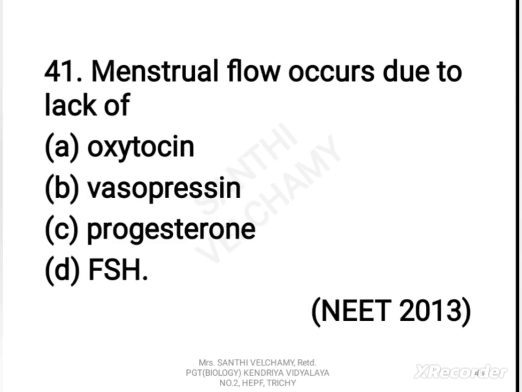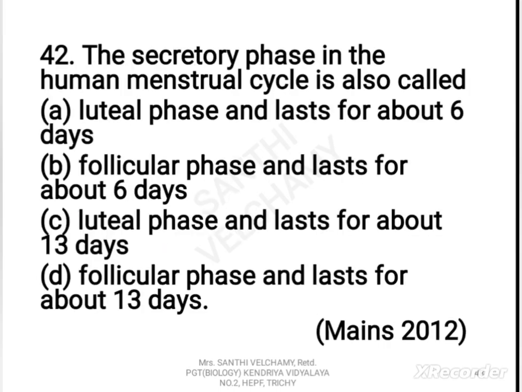Next one. Menstrual flow occurs due to lack of A. Oxytocin. B. Vasopressin. C. Progesterone. D. FSH. The correct answer is C. Progesterone.